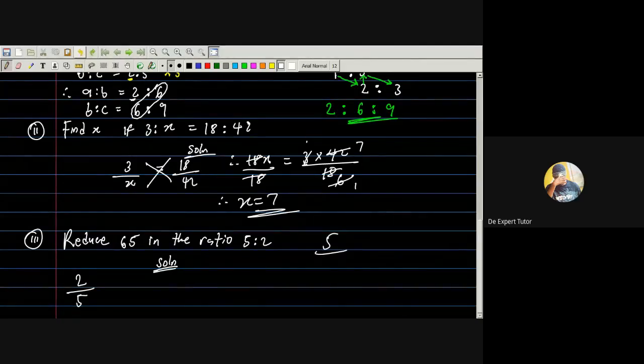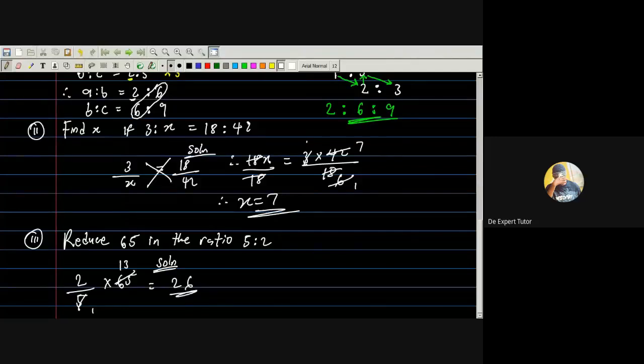Don't worry, I'll do the second example. They ask me to reduce 65 in this ratio. Since they're asking for reduction, I'll look for the smallest number, write 2/5, then multiply by 65. 5 here gives 1, 5 in 65 is 13. So what's 2 times 13? That's 26. That's my answer. You can see you have reduced.